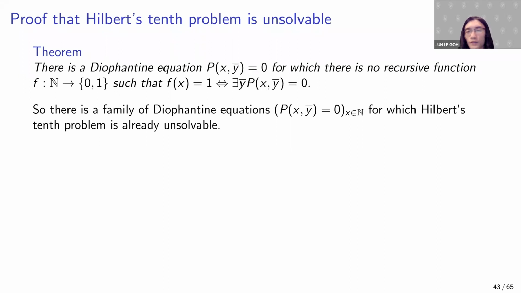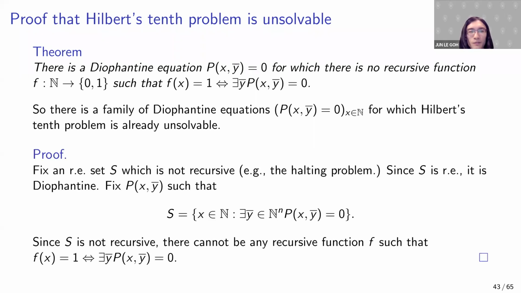Okay, let's prove this theorem. The proof is very short. So what do we do? Well, first, let's fix a recursively enumerable set S which is not recursive. Just a quick recap of what Patrick said previously: the recursive sets form a proper subclass of the recursively enumerable sets. Every recursive set is recursively enumerable, but not vice versa. An example of a recursively enumerable set which is not recursive is the halting problem. So let's fix such a set.